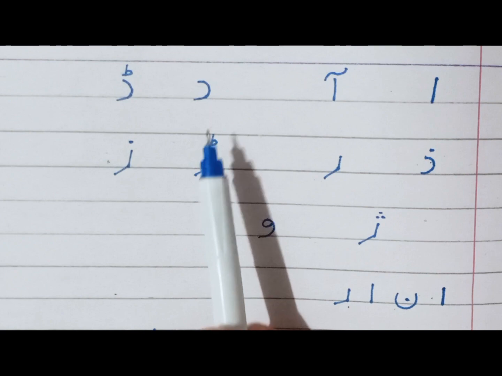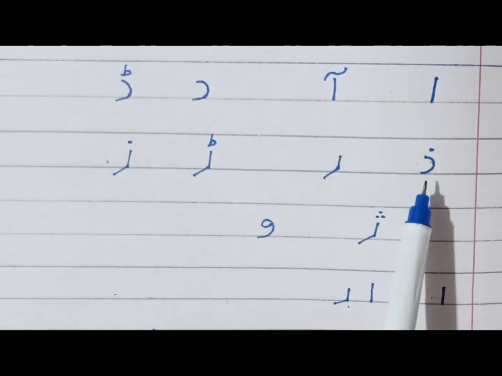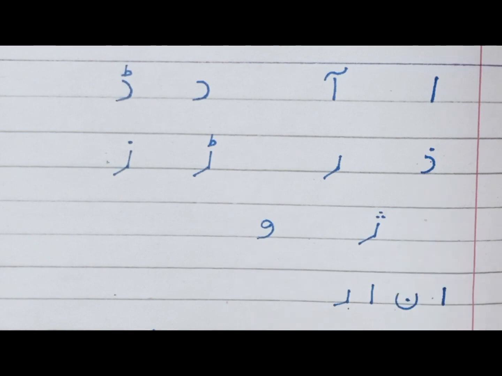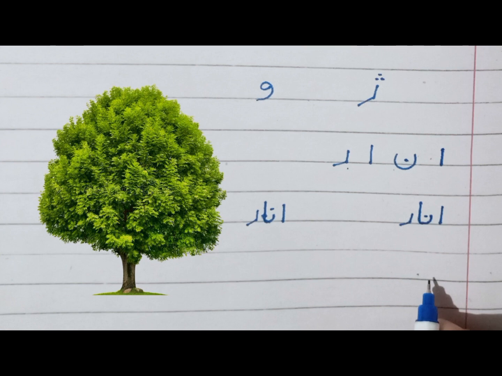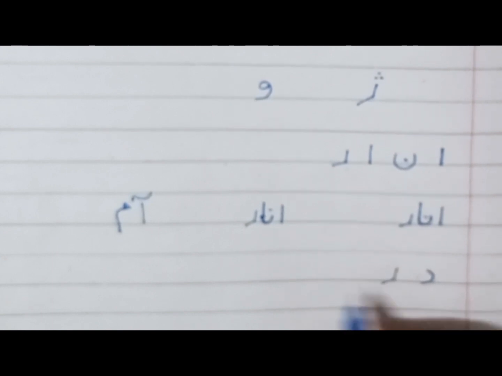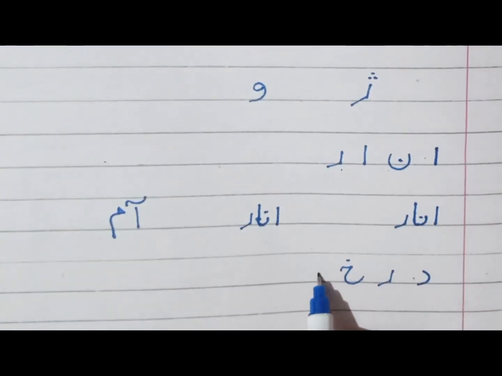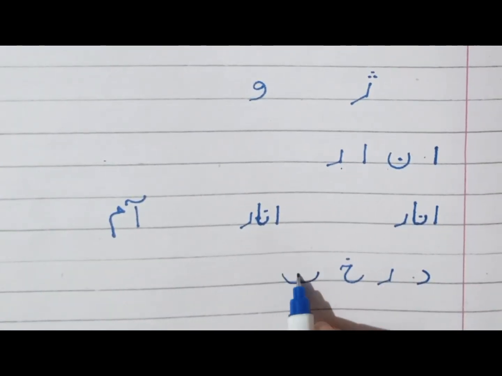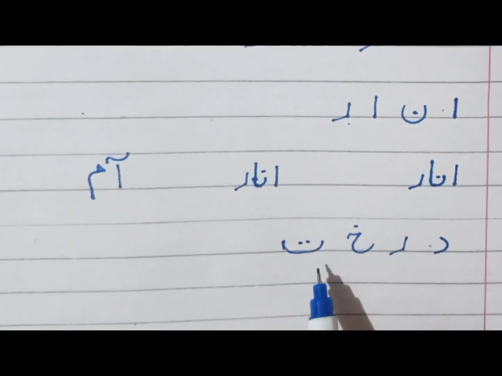The next is the family of dal. I'll give you an example with dal, and the same rule will be applied for all of the letters in the family of dal. A word in Urdu is darakht. Darakht means tree. In darakht, these letters come: dal, ra, kha and ta. There are 4 letters in darakht.